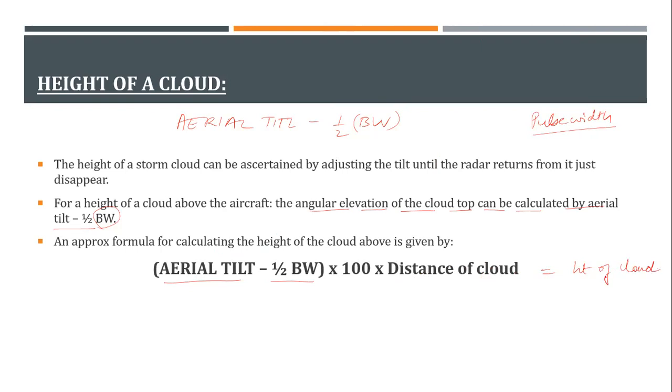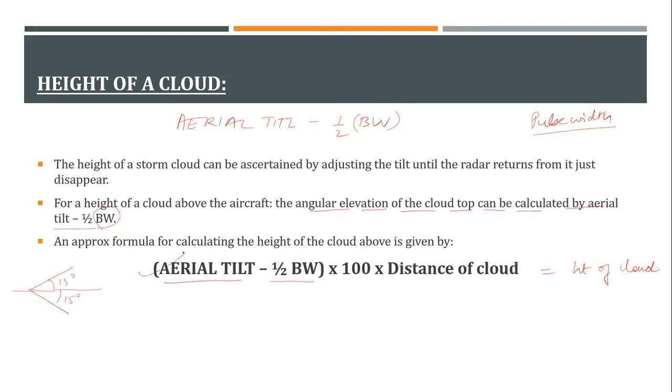If there's a huge line of cloud, what is the option left for us? Either we can go back where we came from, or we can go over the top. How to calculate how much you have to climb? You have to calculate by this. Now, aerial tilt is the angular deviation. It can go 15 degrees up, 15 degrees down.